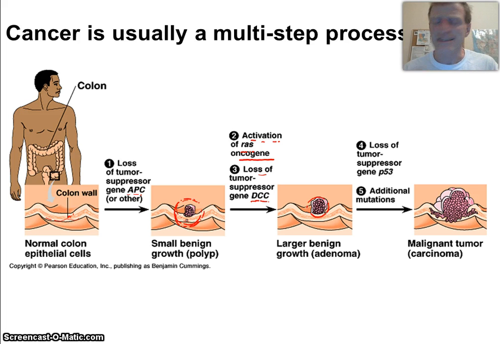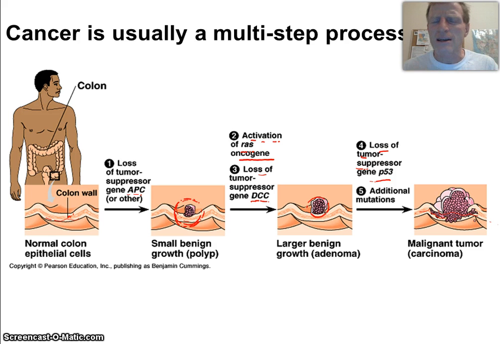Well, then if that doesn't get treated or taken care of, we might get further mutations. So now we have a loss of another tumor suppressor gene, P53, and then additional mutations that allow these cells to break off and spread. And now we have stage 4 cancer. Now we have a malignant carcinoma. You can see these cells are starting to migrate around to other tissue and spread to bones or spleen or lungs and things like that. Now we have a really deadly cancer.